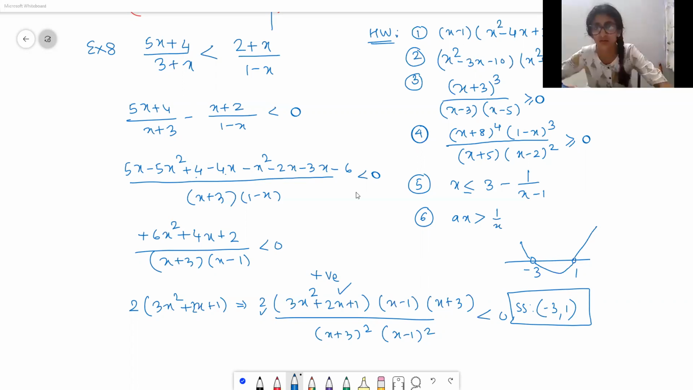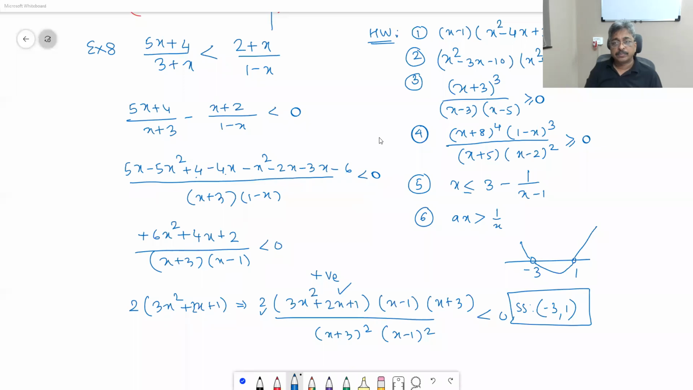Sir, how is 3x squared plus 2x plus 1 always positive? What is the discriminant of that? Discriminant of that is 4 minus 12, which is minus 8, negative. Leading coefficient positive. So the graph is like this.